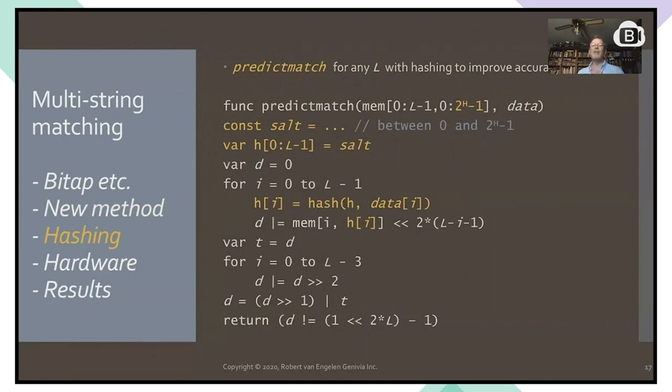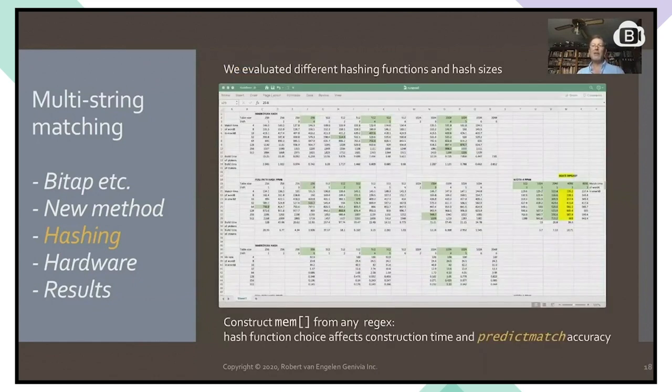So the hashing is to combine 2 or more characters into one, just like BiTAP and Hyperscan do. And this works very well with this technique. There's no limitation on what you can do in terms of improving the acceptance rate, that is, limiting the number of false positives. And we did a lot of testing, of course, to evaluate different hashing functions and hash sizes. And it turns out that a hash size of 12 bits works well.